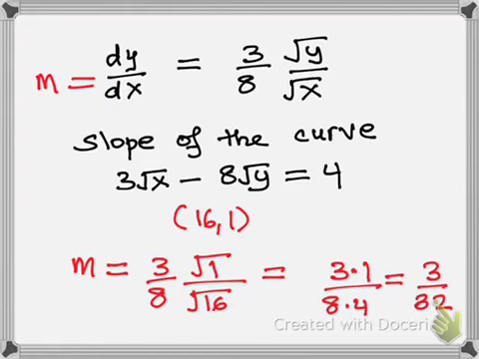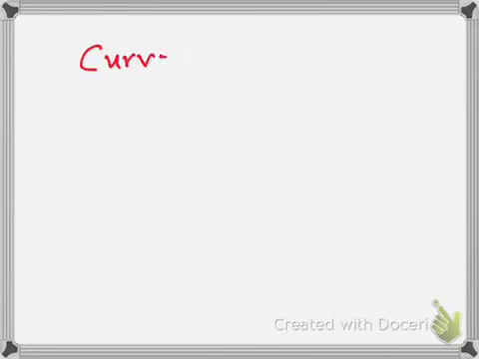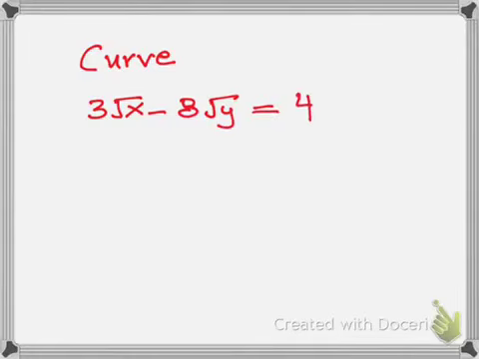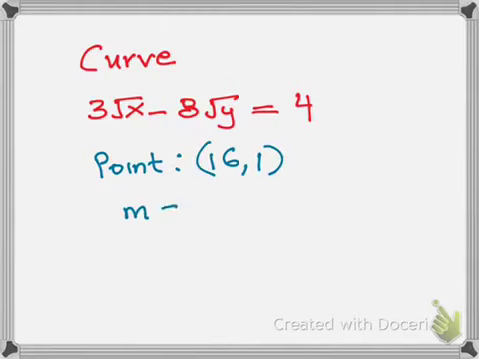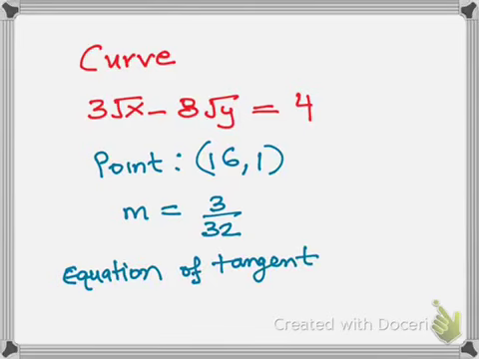Now if I ask you to figure out the equation of the tangent at this point, let's look at it. Your curve is 3 square root of x minus 8 square root of y equals 4. The point of consideration is 16, 1, and the slope at this point is coming out to be 3 by 32. So the equation of the tangent will be y minus y1, so y minus 1 equals m, which is 3 by 32, times x minus 16.